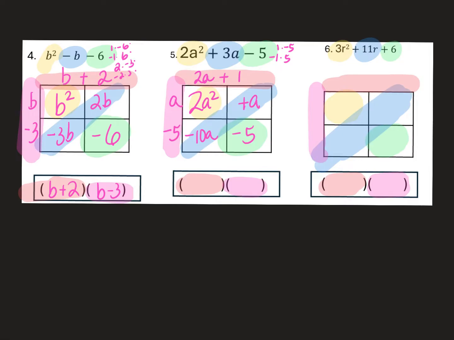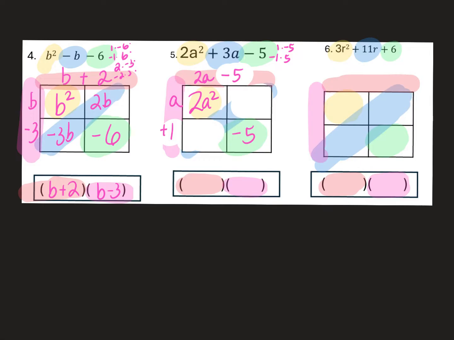So I'm going to undo. Maybe I can just erase. Hold on. Sorry, I erased my blue. And I erased my pink and my red, but that's okay. All right, so I'm going to put minus 5 here and plus 1 here.